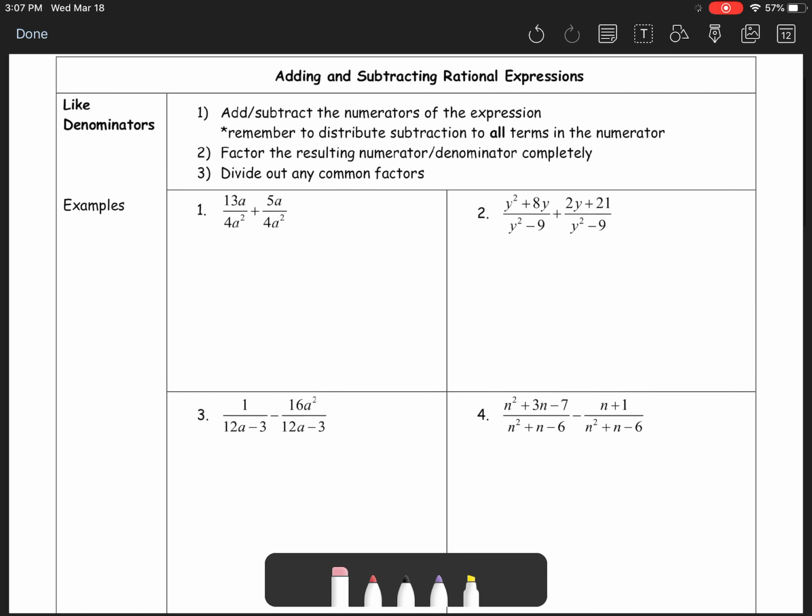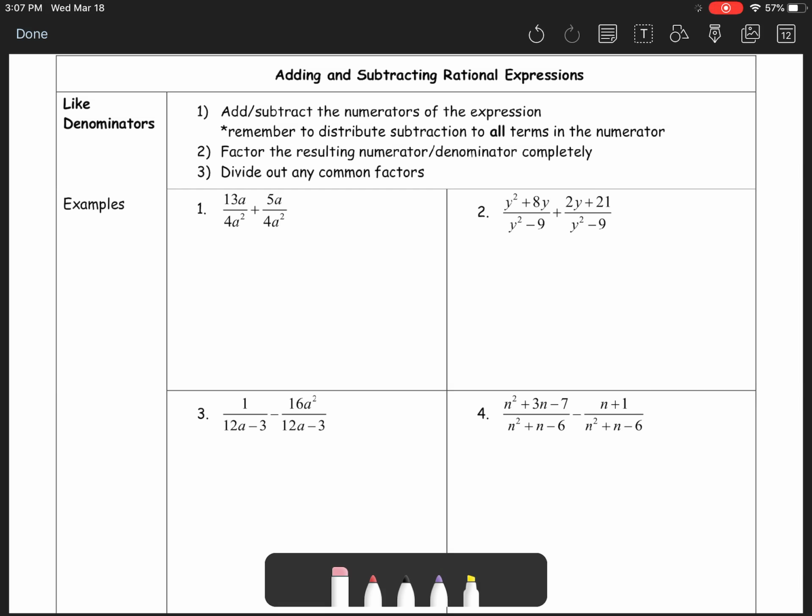Okay, so I gave you some steps here. Number 1 says add and subtract the numerators of the expression. You need to distribute subtraction to all terms in the numerator. We'll talk about that with subsequent problems. Factor the resulting numerator or denominator completely. Divide out any common factors. So those are the 3 big key things that we're going to do if we have a common denominator.